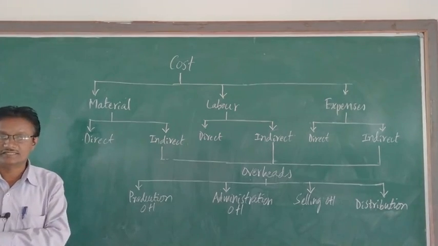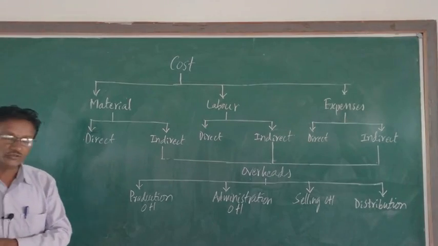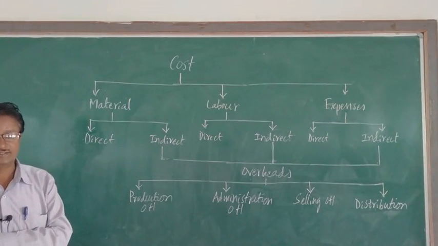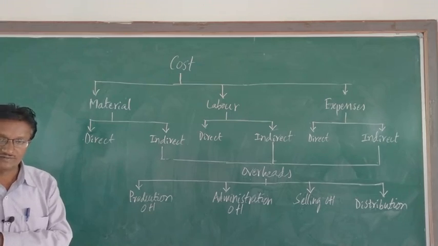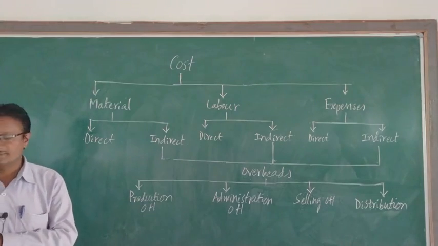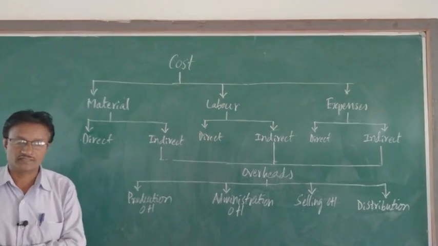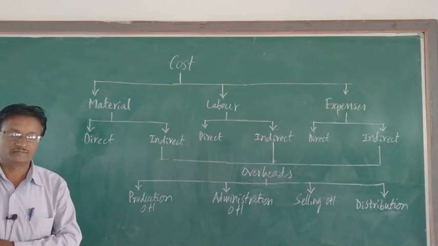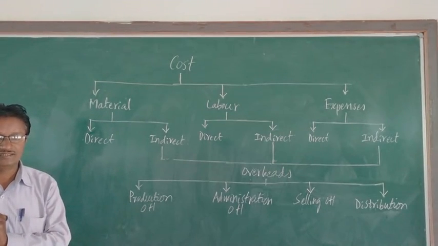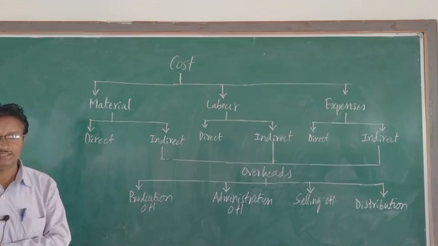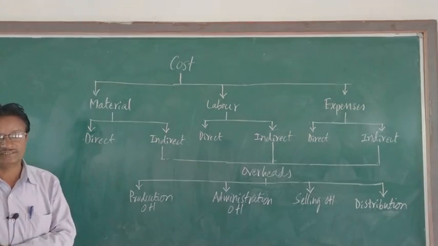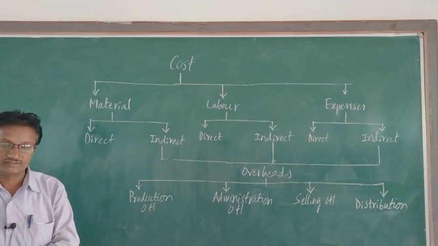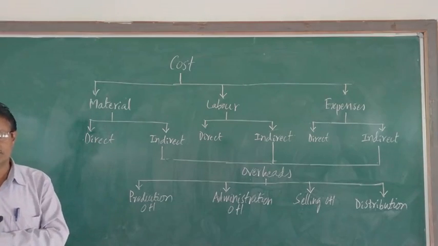What is direct material cost? Those material costs which can be directly identified with a cost unit are called direct material cost. For example, timber in furniture, leather in shoes, clay in bricks. Clay in bricks, that is, the clay used in making bricks, is direct material. Similarly, cloth in garments, the cloth in ready-made clothes, is direct material.